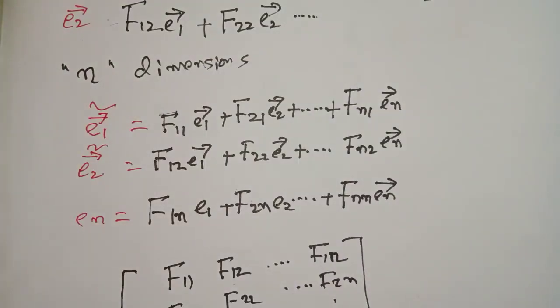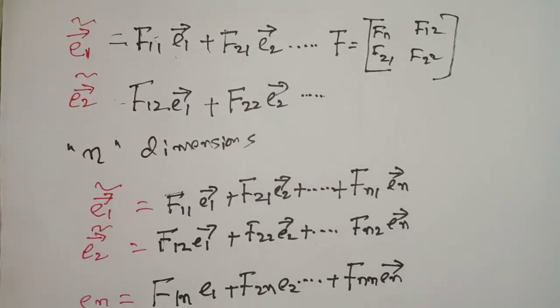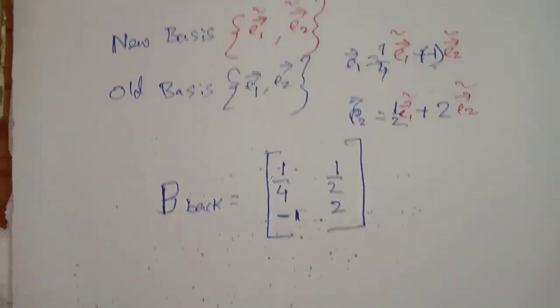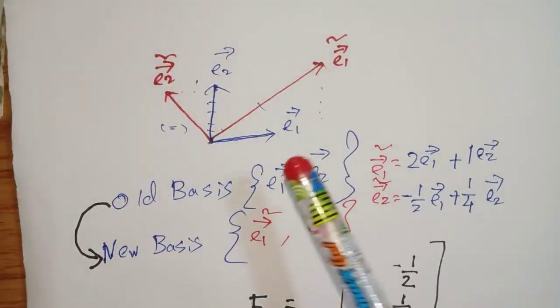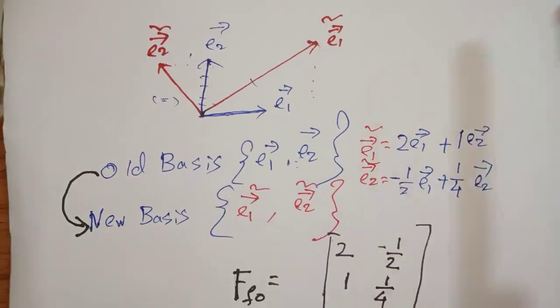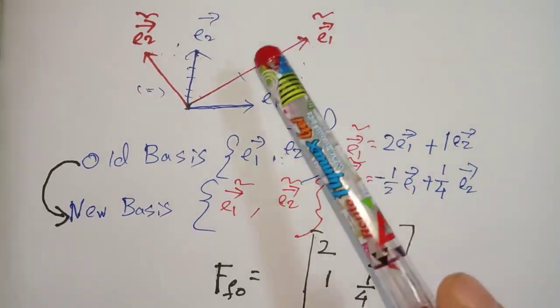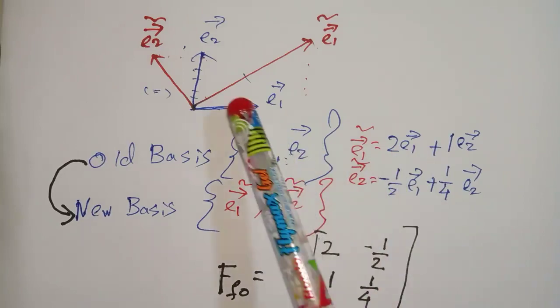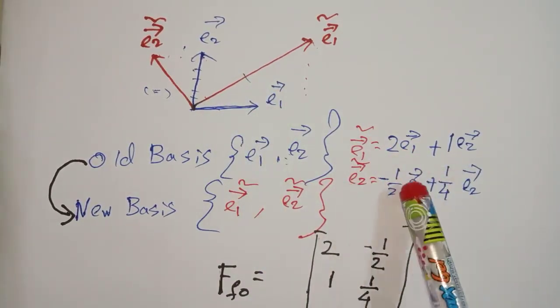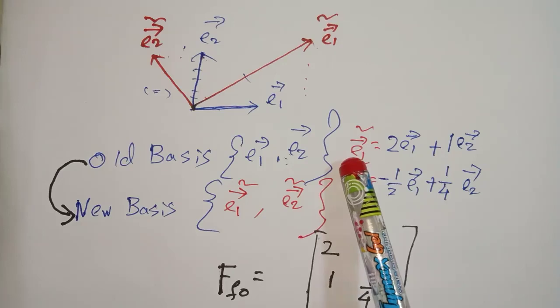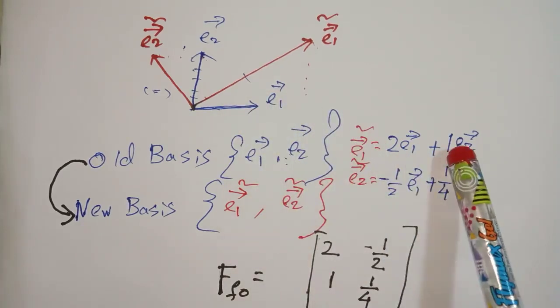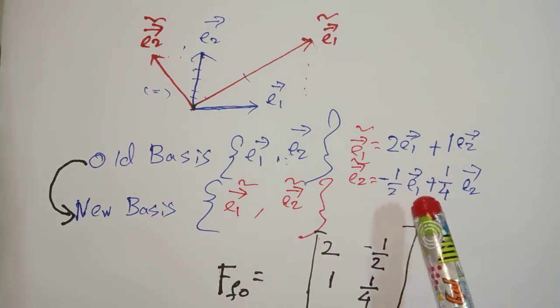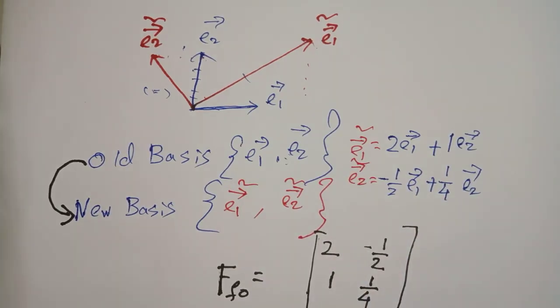With that, we have shown that if there is an old basis E1 and E2 marked in blue, and a new basis E1 tilde and E2 tilde marked in red, then how can we change the old basis vectors to the new basis vectors? All we want to do is put up the sum of those values in E1 and E2. How much of old basis E1 and E2 makes up the E1 tilde? How much of old basis E1 and E2 makes up the E2 tilde?